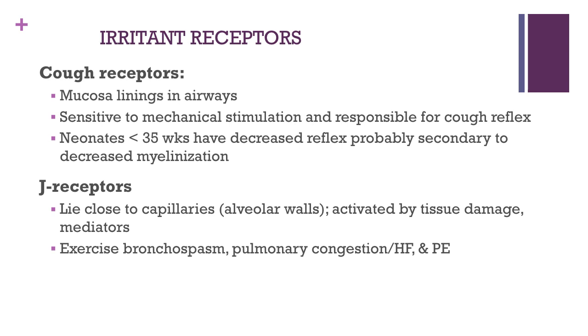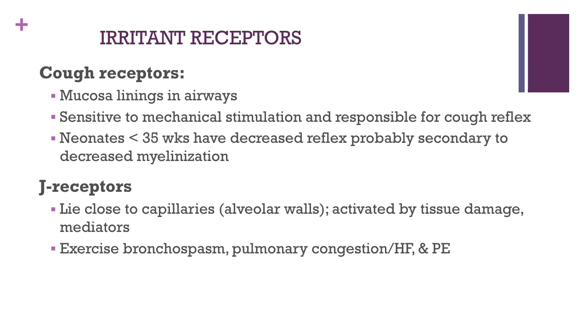Lastly, we have what are called irritant receptors. These are our cough receptors and what is called J receptors. When you see J receptors, you probably are going to want to think asthma. J receptors are little receptors that are very close to the capillaries and the alveolar walls, and they are activated by tissue damage and inflammation, specifically by interleukins.